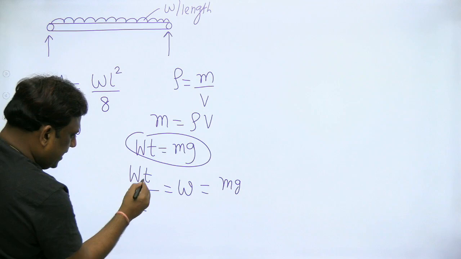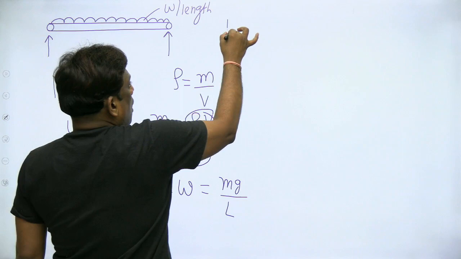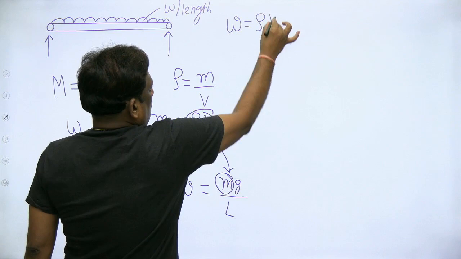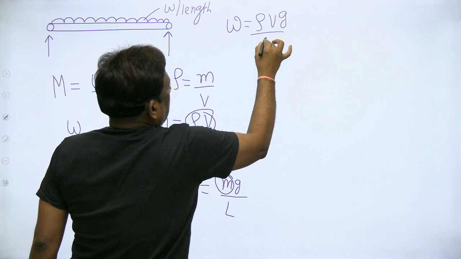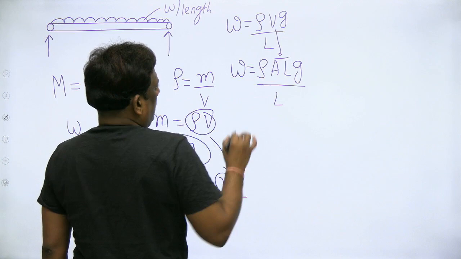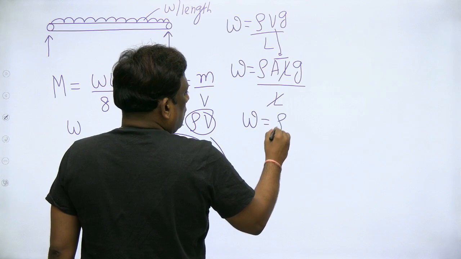But m is equal to rho v. So small w is equal to mg by L. But what is m? M is rho v. So small w is rho v into g by L. Very good. But you know that volume can be written as area into length, so AL by L. So weight per unit length is given by rho g into A.